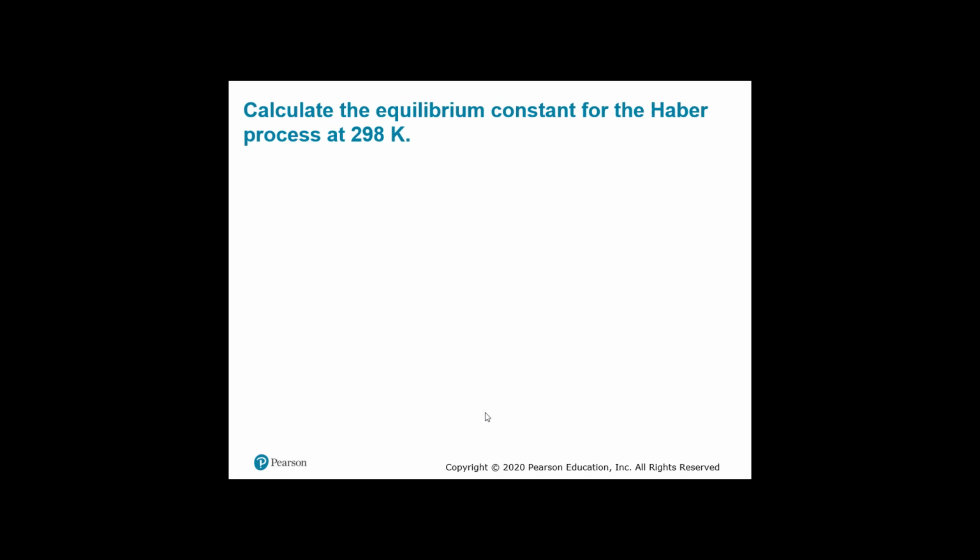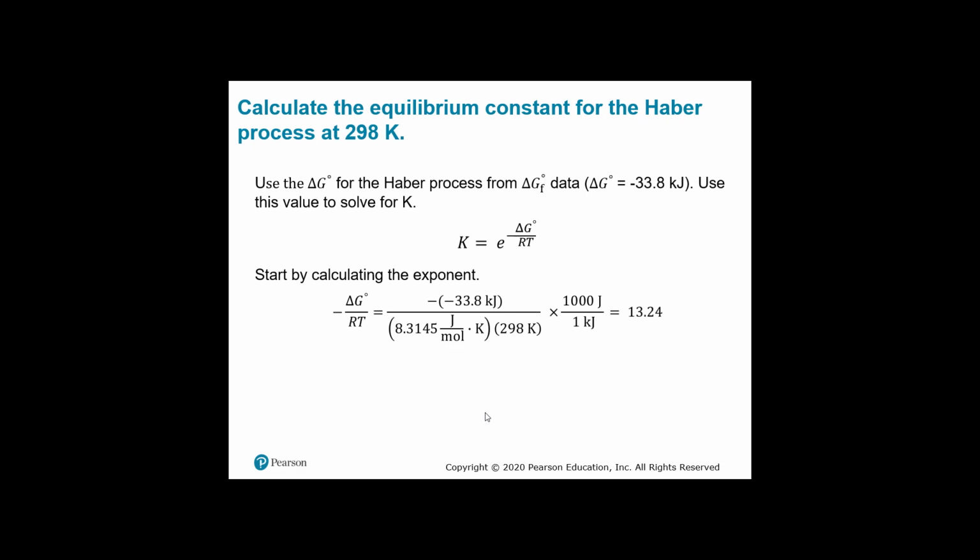So that's what we're going to do: calculate the equilibrium constant for the Haber process at 298 Kelvin. From the delta G in the previous sections, I've shown you how to get that from the free energy of formation data. I've given the answer here to make this easier at this moment, and we're going to solve for the equilibrium constant. So we're going to take this equation and plug everything in. Now remember, we're solving for e. What you see here is for the exponent, what would be in the superscript. So we're going to solve for that.